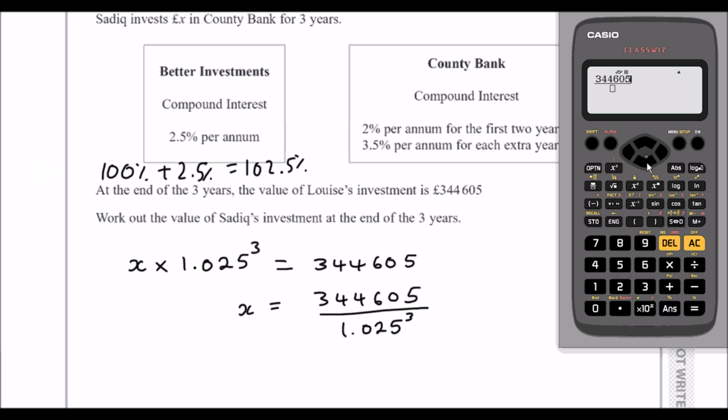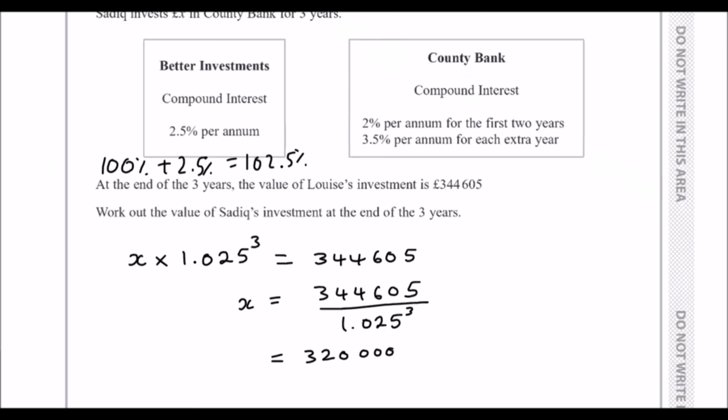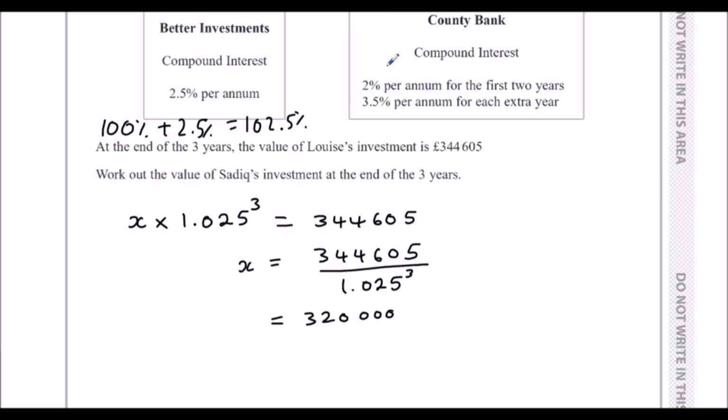344,605 pounds divided by 1.025 cubed, and that is 320,000 exactly. So 320,000 pounds. That's X. That's how much they both started with. So now we can move on to Sadiq's investment.